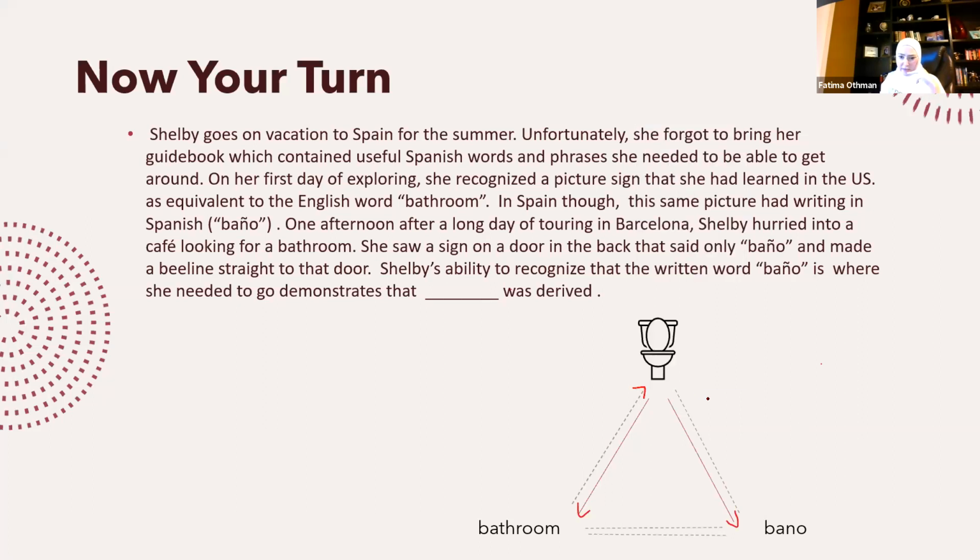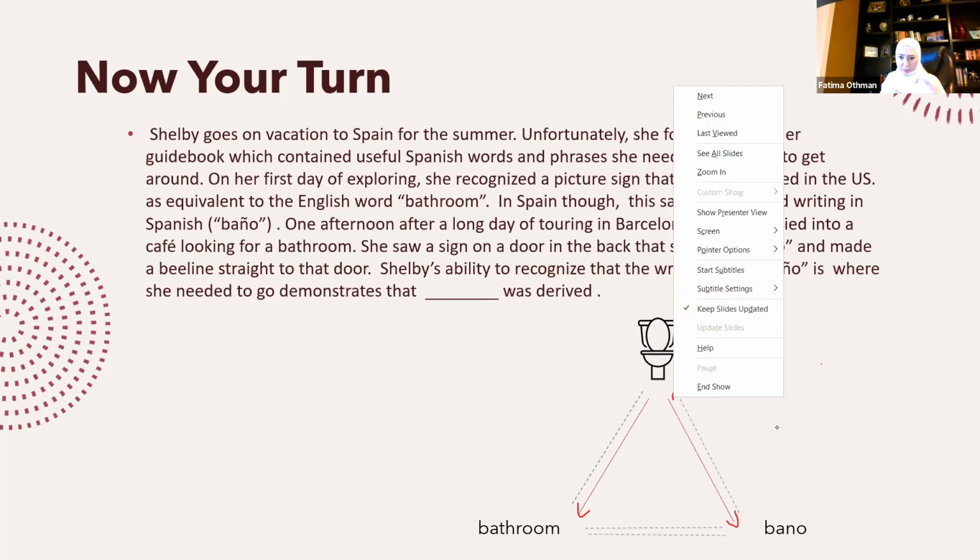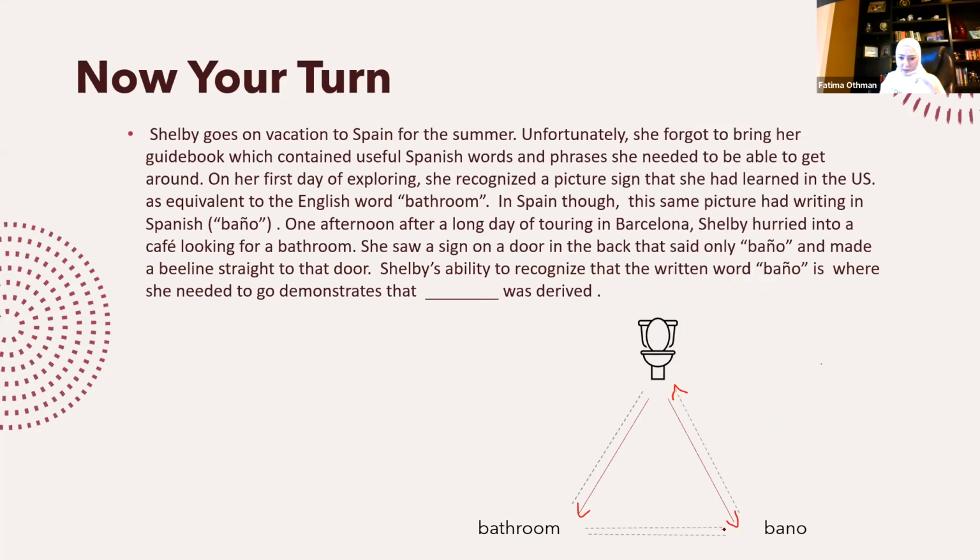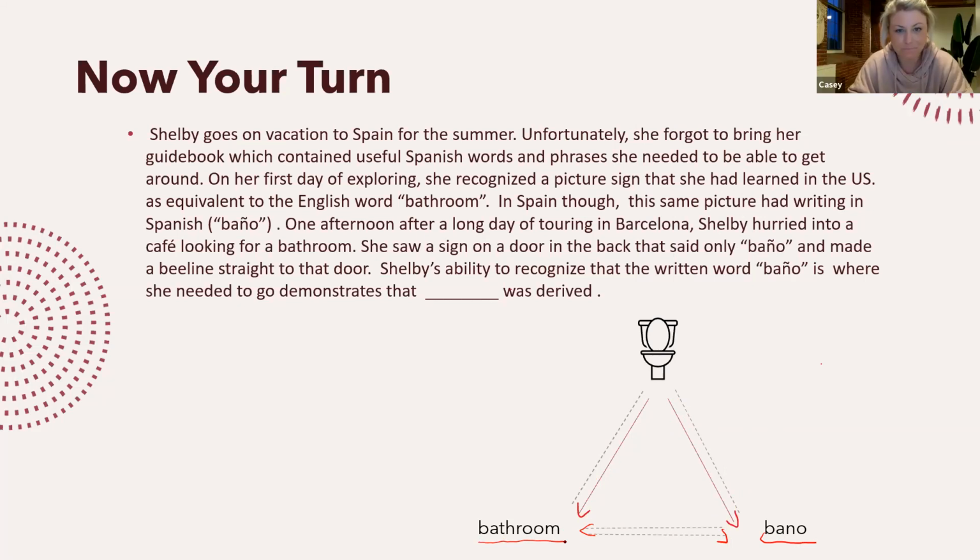So when she sees the word bathroom, she recognizes that the symbol is the correct answer in the presence of bathroom. Same thing for baño. She recognizes that baño is equal to the symbol for bathroom. And then we have transitivity right here. When she saw the word baño in real life on the door, she was able to understand that this is bathroom and she was able to go to the correct location. I love it.